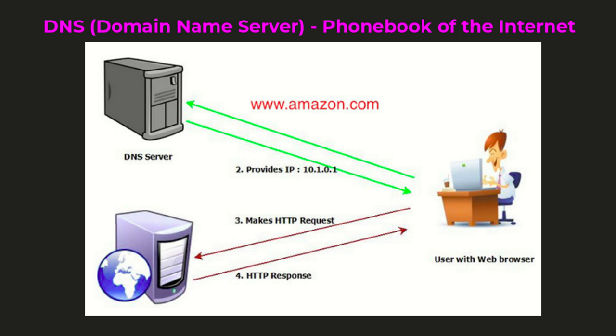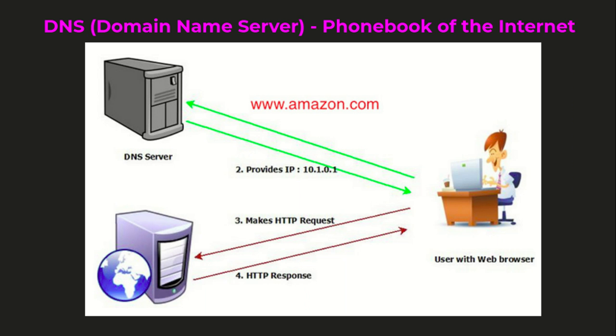But who will convert our domain name into the IP address? That's where the DNS server comes into the picture. Whenever you type the domain name, for example www.amazon.com, it will go to the DNS server, which is nothing but our domain name server, and it will get the IP address for us. In simple terms, you give the domain name and you get the IP address.